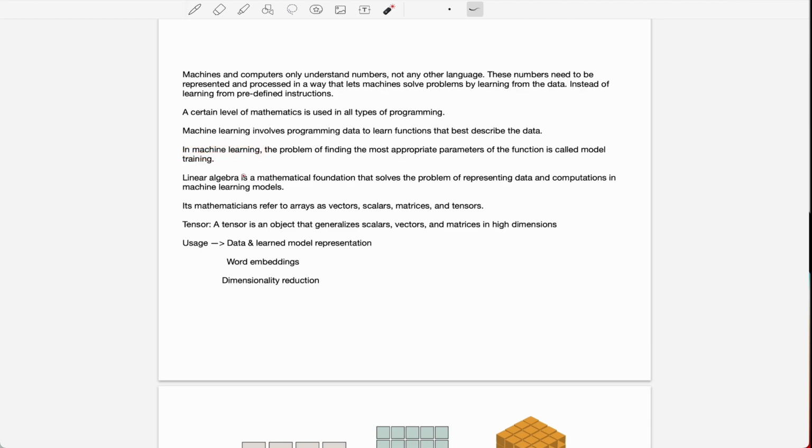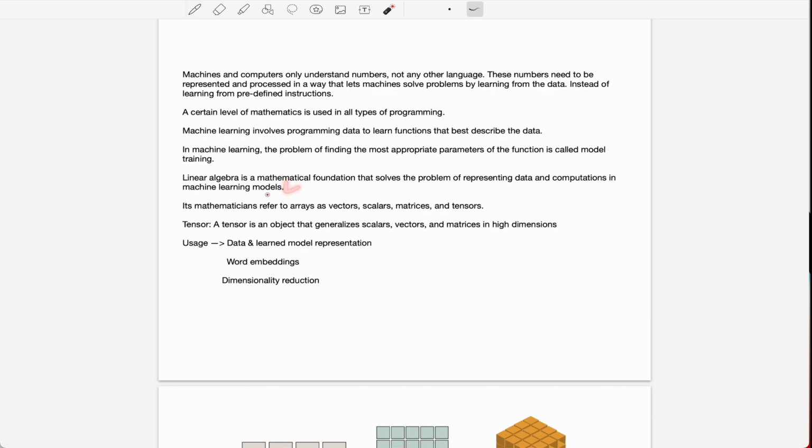Okay, so linear algebra is just a mathematical foundation that solves the problem of representing data and computations in machine learning models. It deals with the computations in machine learning models, as I said now, like in the linear algebra lectures. So just preview that, and you're going to get a good idea.